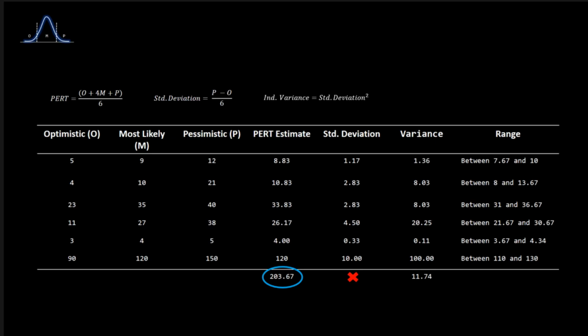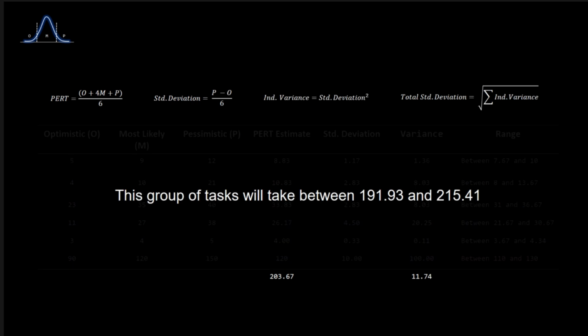Individual variance equals individual standard deviation to the power of 2. And once we have done that, we can proceed to calculate the standard deviation of the entire set of tasks. This is done by summing all variances and taking the square root of the total. With that, we get that the set of tasks have a total estimate of 203 with a standard deviation of 11. Or, in other words, the full set of tasks will take between 191 and 215. That's 1 sigma to the left and 1 sigma to the right of the sum of all PERT estimates.